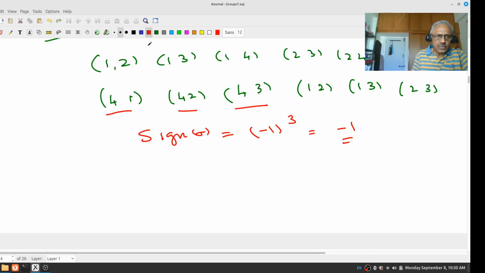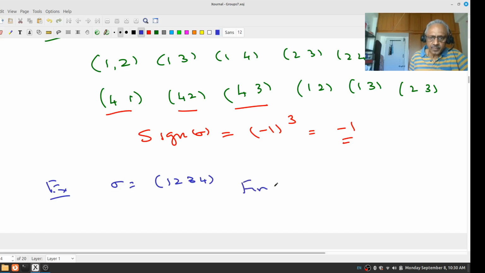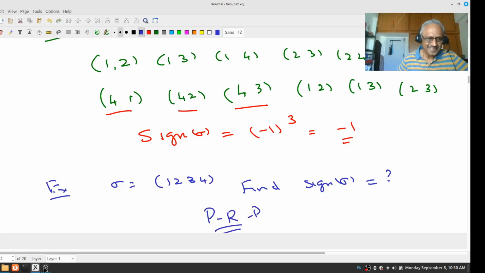Okay, so as an exercise, take sigma equal to the transposition (1 2 3 4), right, and find the sign of sigma. Please pause the video and do it, and only then proceed. You will see all these small things matter a lot. You will soon acquire great mastery over the subject. I hope you do it. Let's go ahead.